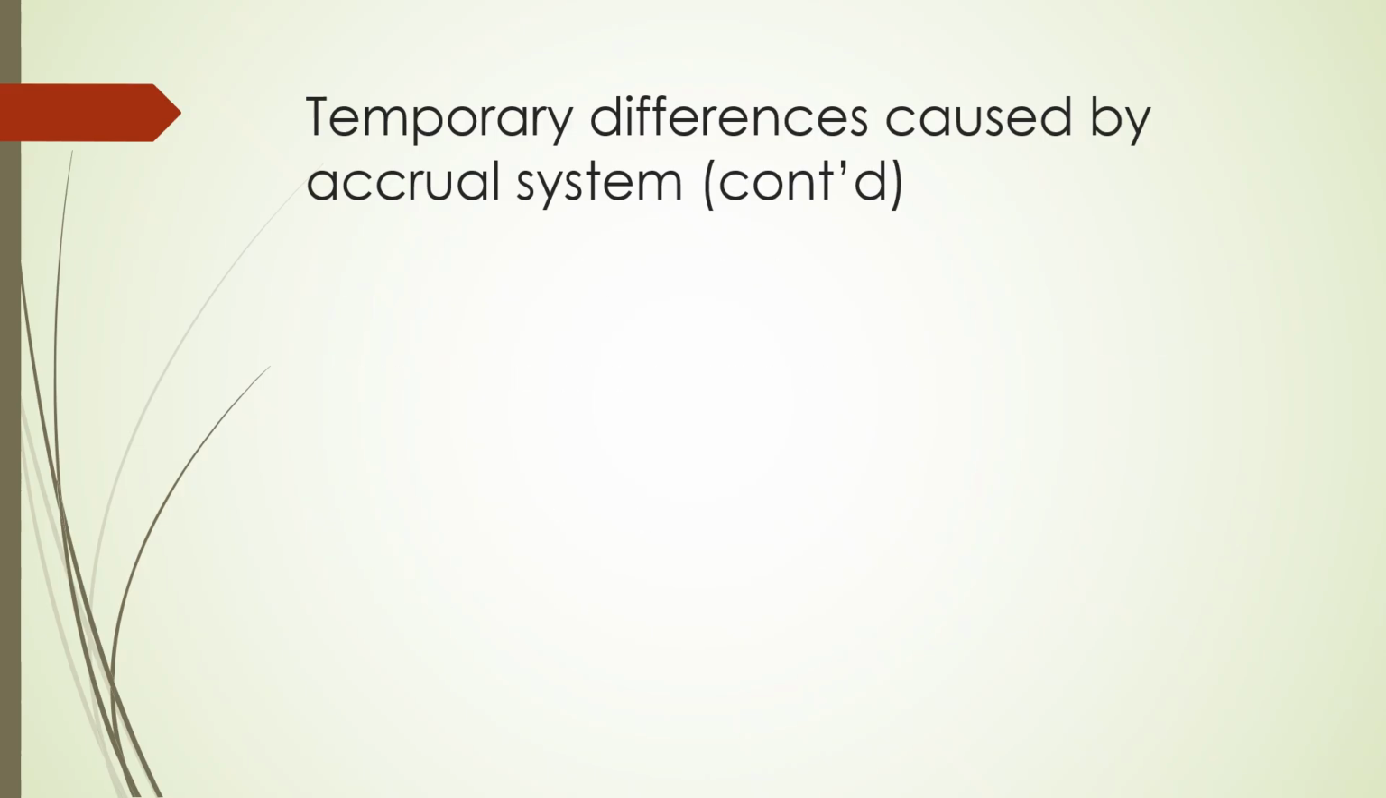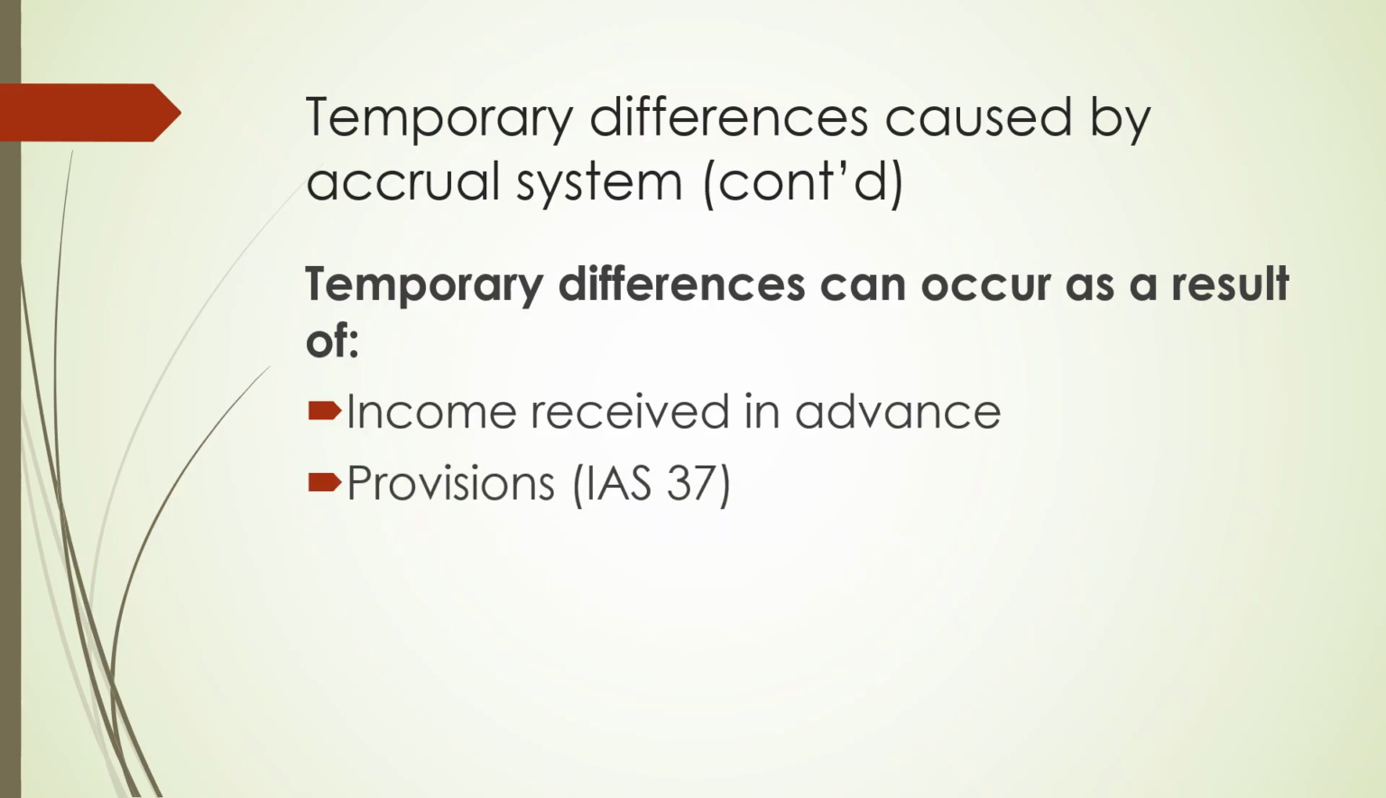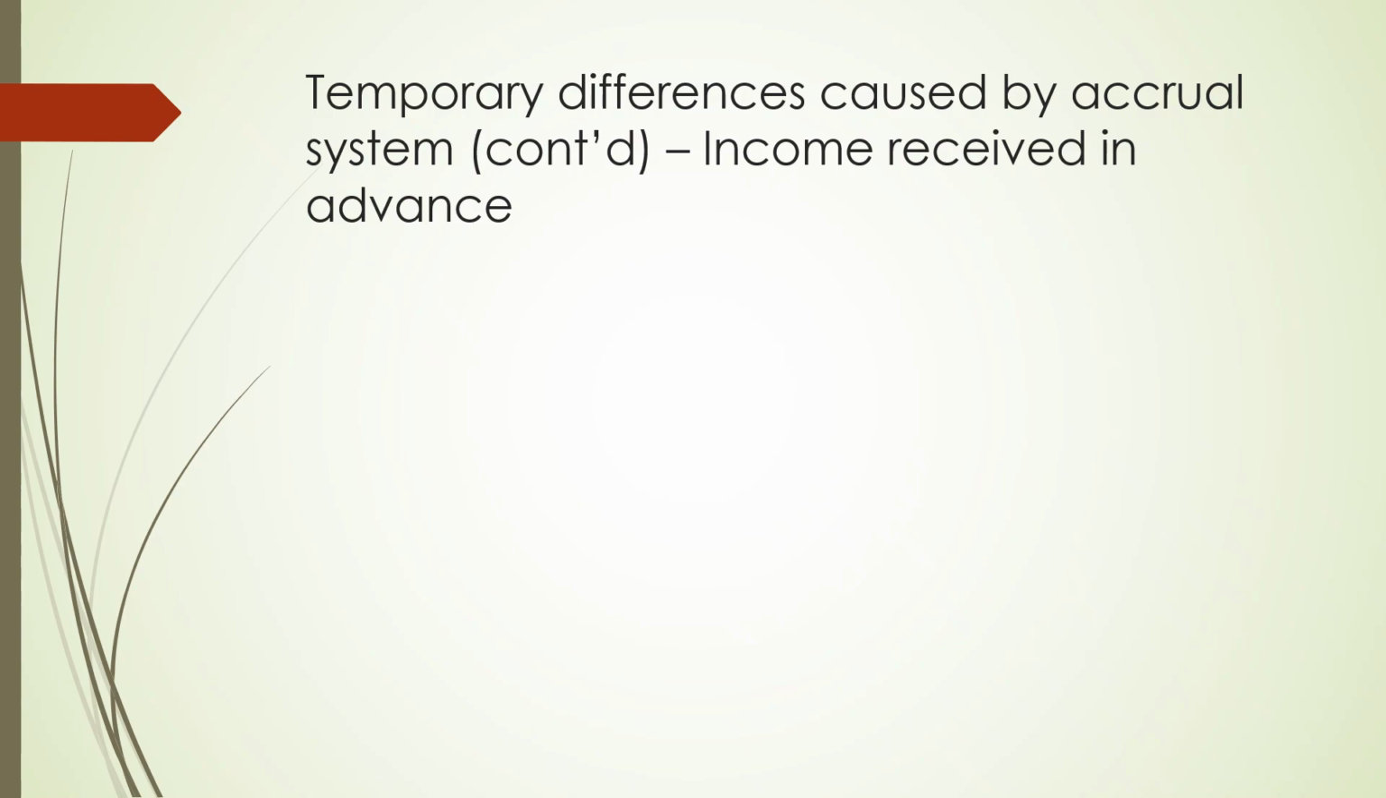Let us focus on temporary differences caused by the accrual system. We will look in particular at temporary differences that result from income received in advance, provisions, and prepaid expenses. Temporary differences caused by the accrual system. In this slide, we'll be looking at income received in advance.